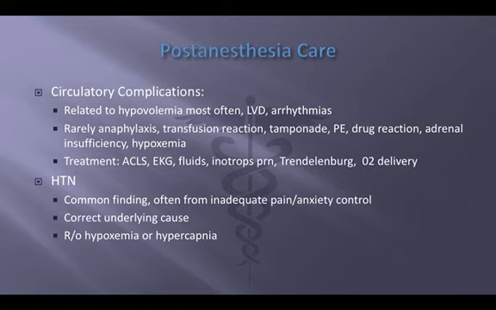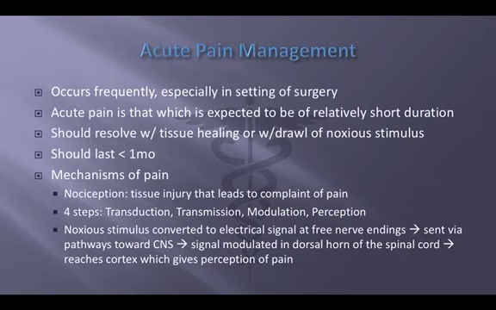Treat any arrhythmias via ACLS. Always get an EKG. If they need fluids, give them fluids. If they need inotropes, give them inotropes. You can put the patient in Trendelenburg and supplement with oxygen as needed. On the flip side of that, hypertension. This is usually due to inadequate pain or anxiety control. Again, you want to make sure that there's no underlying cause such as hypoxemia or hypercapnia, and correct that if possible. But for the most part, just adequate pain control and anesthesia and anxiety control can help to reduce that.